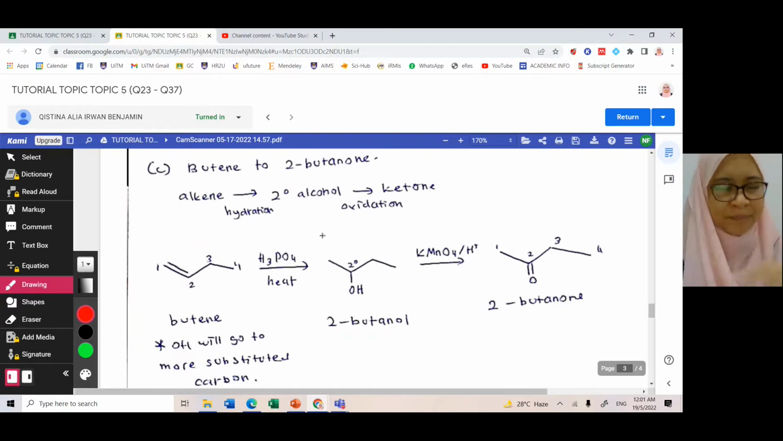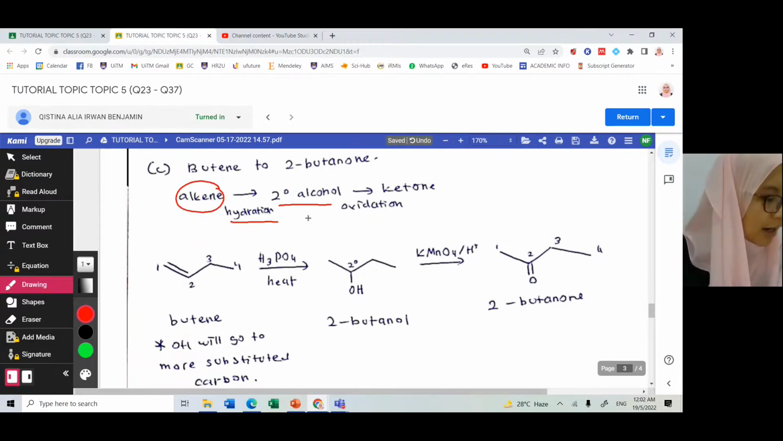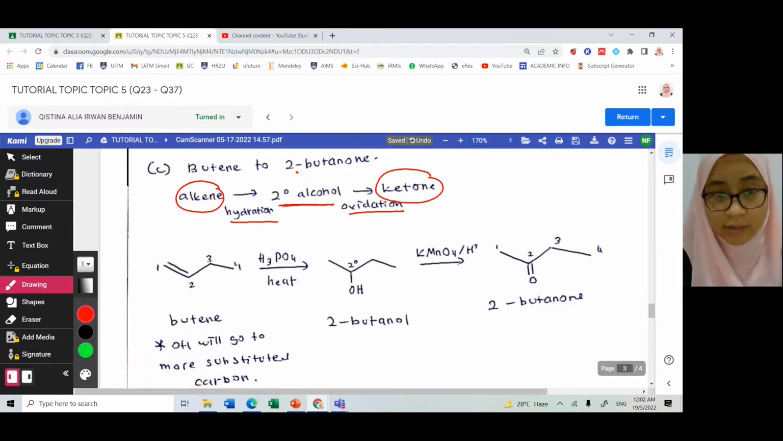So the alkene needs to be converted into a secondary alcohol. That means we have to add OH into the alkene, and that reaction is known as hydration. Remember the reagent used to perform this hydration reaction. And then this secondary alcohol will undergo oxidation in order to form ketone. Because the final product is butanone, so it is a ketone.